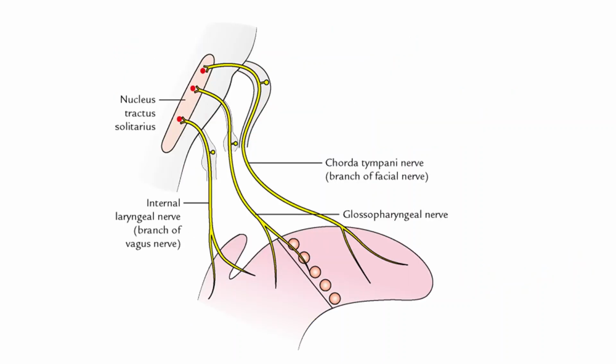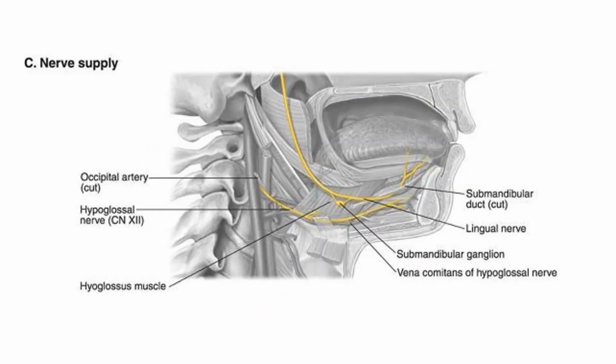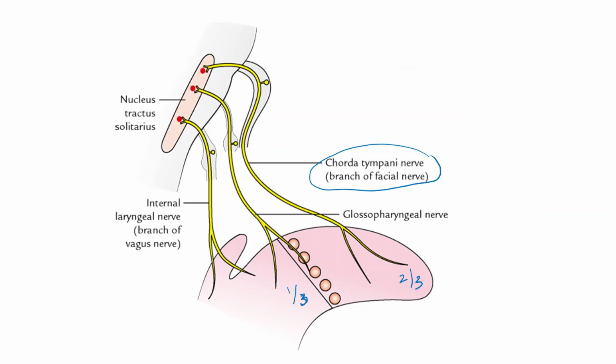This picture shows the special sensory innervation, that is the taste sensation. The chorda tympani nerve, which I have told you is the branch of the facial nerve, carries taste sensation from the anterior two-thirds except the vallate papillae. The posterior one-third of the tongue, including the vallate papillae, carries the taste sensation by the glossopharyngeal nerve, whereas in the posterior-most part of the tongue, the sensation is carried by the vagus, the 10th cranial nerve, through its branch, the internal laryngeal nerve.